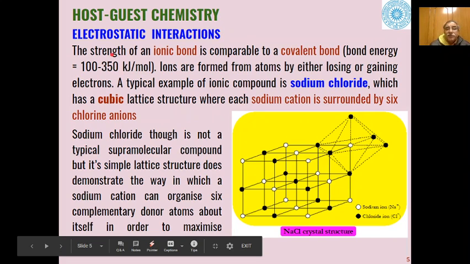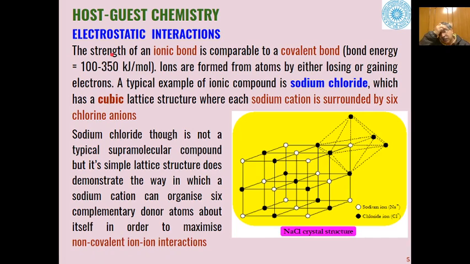Different types of interactions are there in host-guest chemistry. Most important among these is the electrostatic interaction. As we know, the strength of an ionic bond is comparable to a covalent bond, and in most host-guest complexes there is a possibility of electrostatic interactions being present in the molecule.